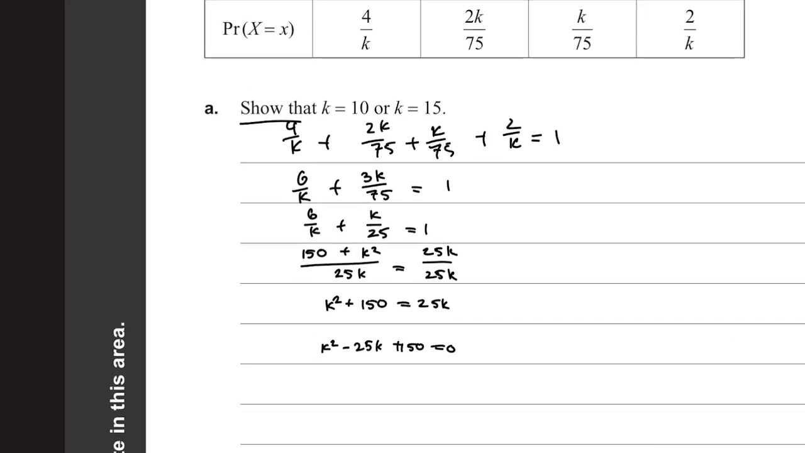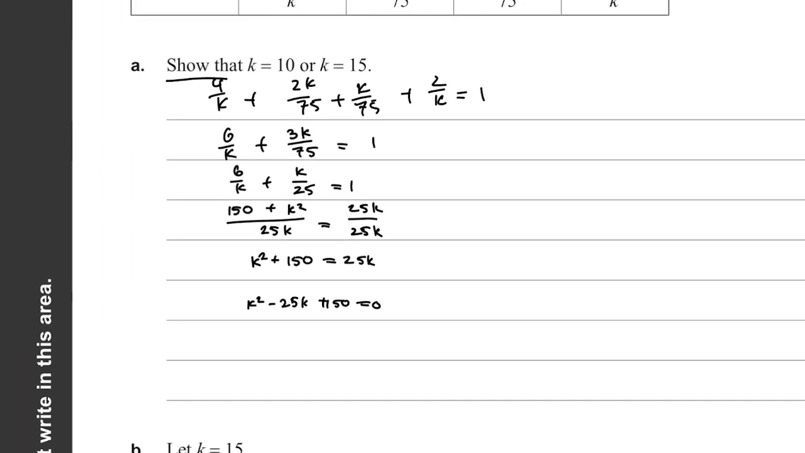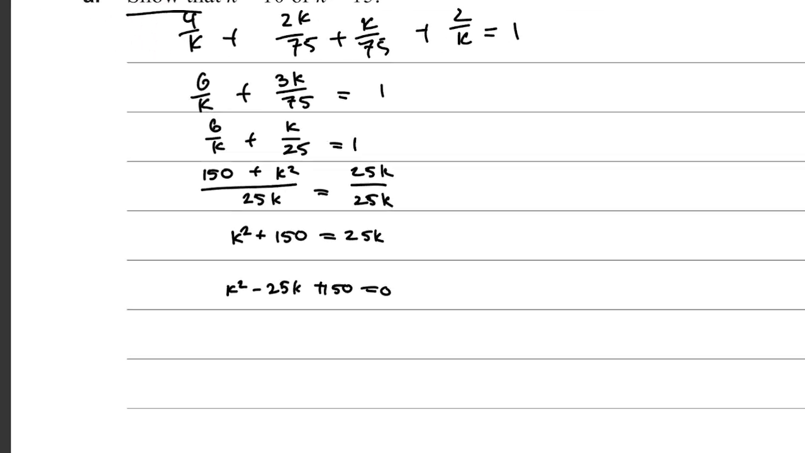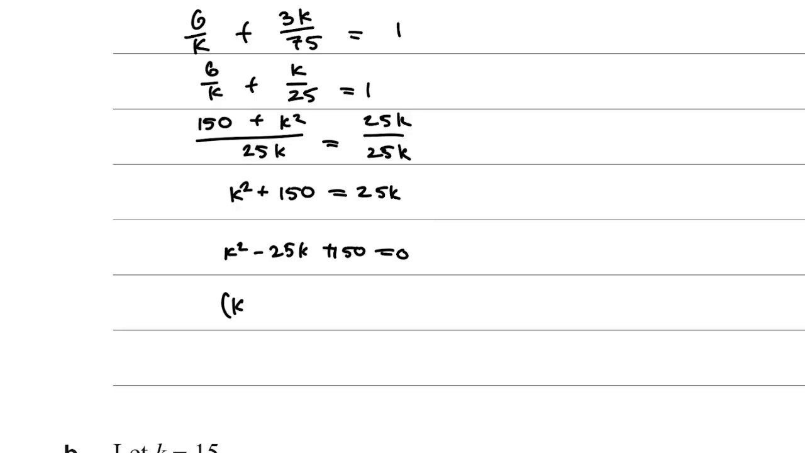I can kind of cheat here, I'm going to know that these factorize to 10 and 15. And so we can just double check that, but it should check out. 10 plus 15 is 25, so it's all good. So I can say k minus 10, k minus 15 equals 0. Therefore, k equals 10 or 15.